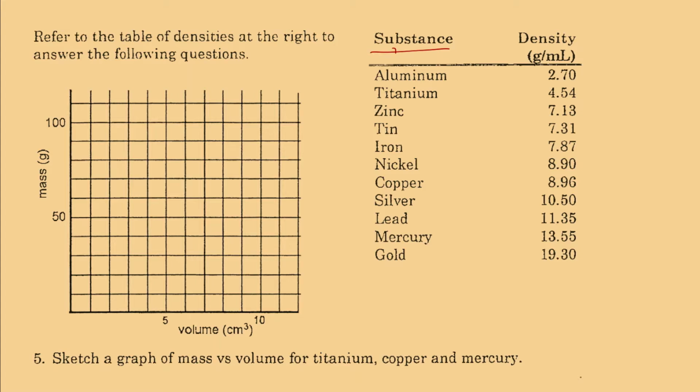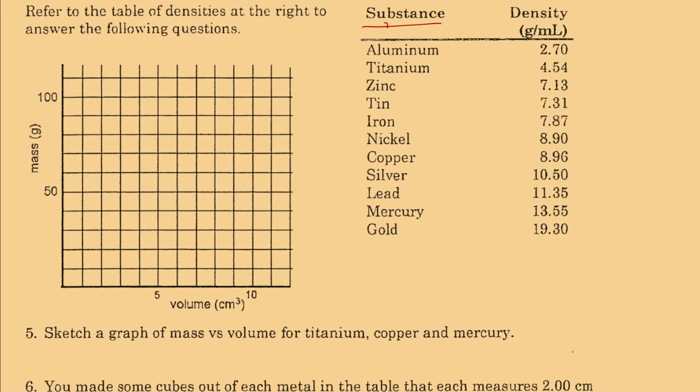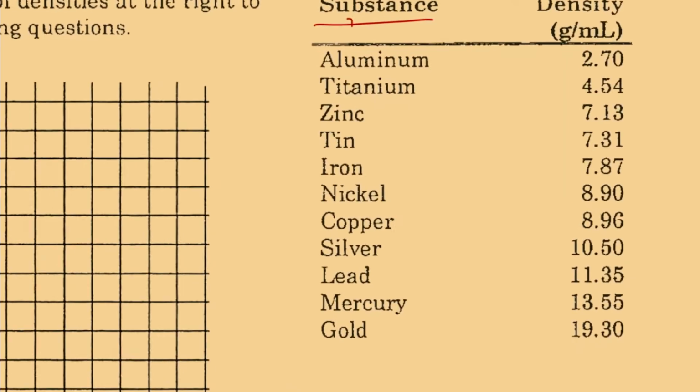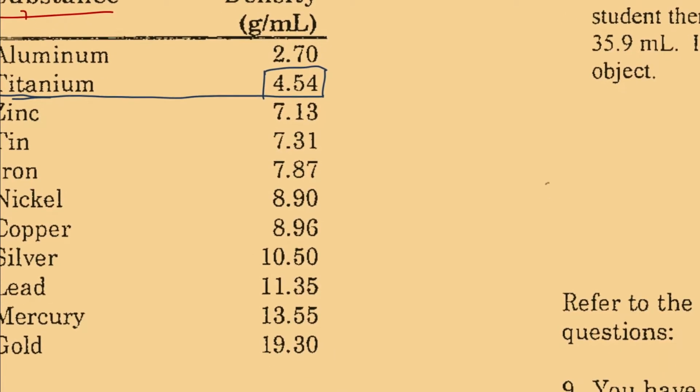We're also given an empty graph of mass versus volume. And they want us to sketch a graph of mass versus volume for titanium, copper, and mercury. Let's start with titanium. What do we know about titanium? Well, I can look at my table here, and I can see that titanium has a density of 4.54 grams for every 1 milliliter. Let's make a note so that we can remind ourselves the meaning of these numbers.